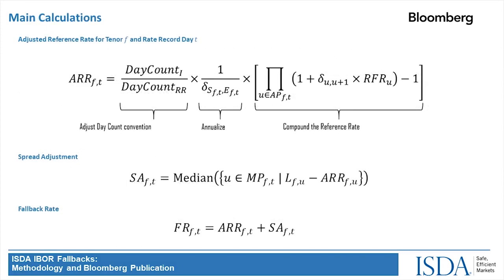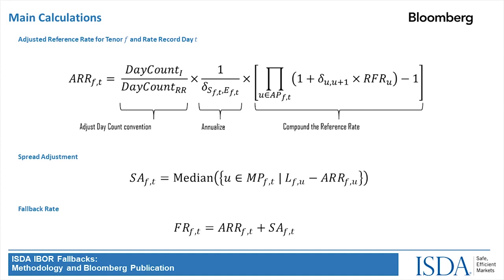These are the headline formulas for the 3 main calculations that are performed for each IBOR tenor F with respect to each rate record day T. You will observe that the formula for the adjusted reference rate calculation has 3 component parts. Working from right to left, the first component performs the compounding of the reference rate over an accrual period, denoted here by the term AP.